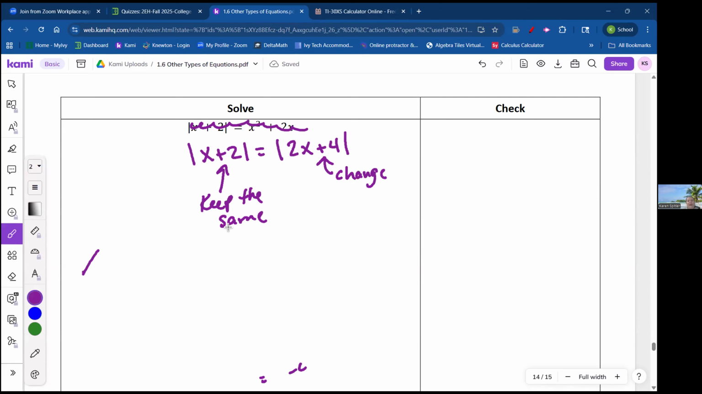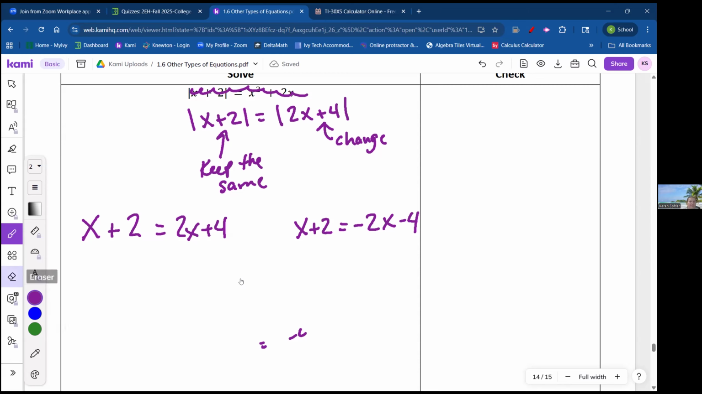So now you can write these down. You should end up with x plus 2 is equal to 2x plus 4. And then I'm going to keep that the same: x plus 2 equals negative 2x minus 4. And then we're going to solve for x.